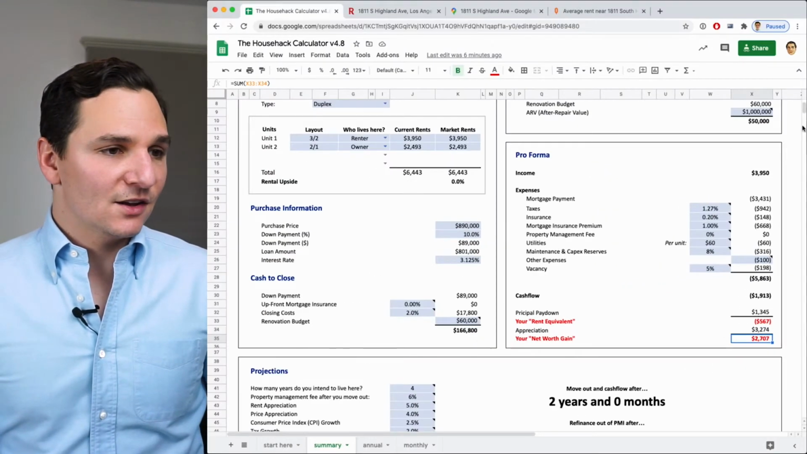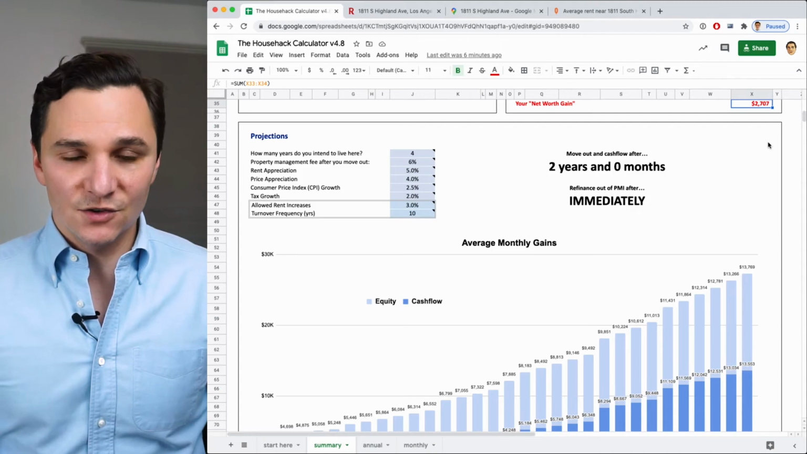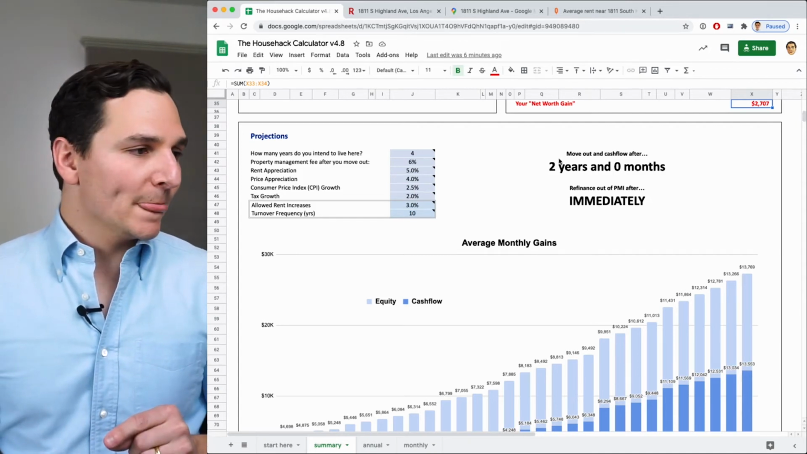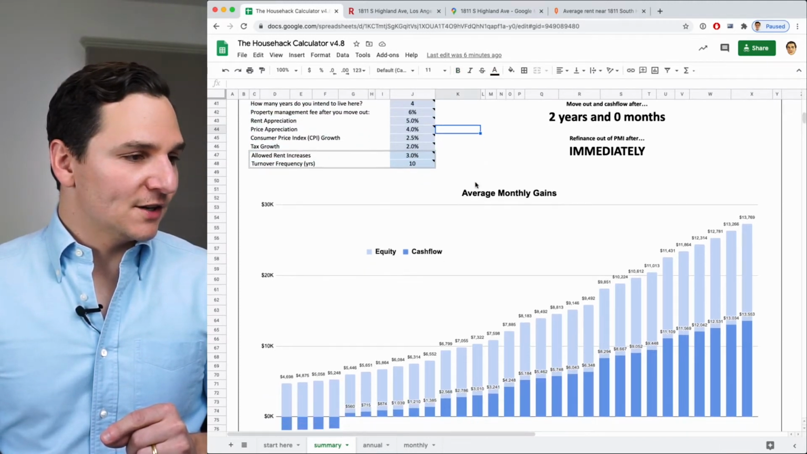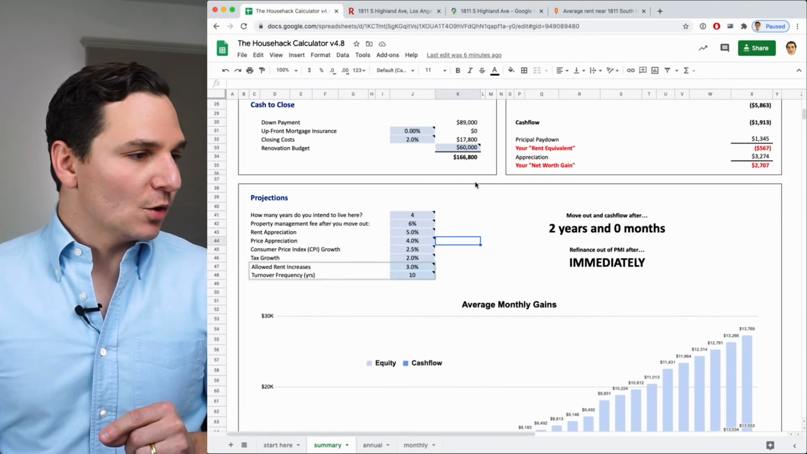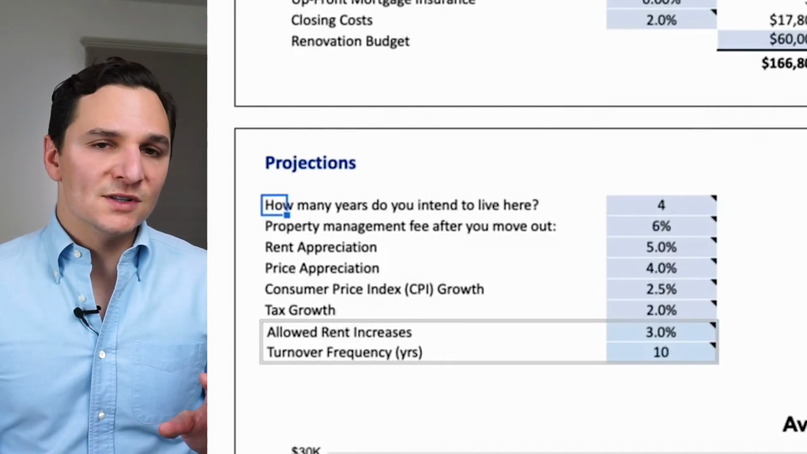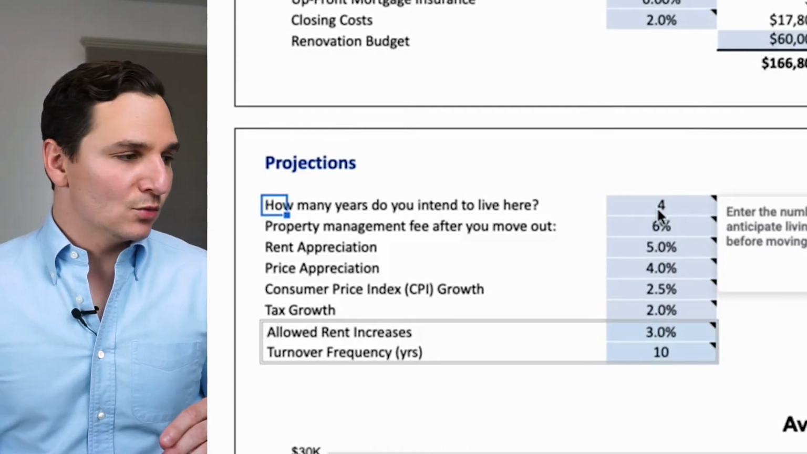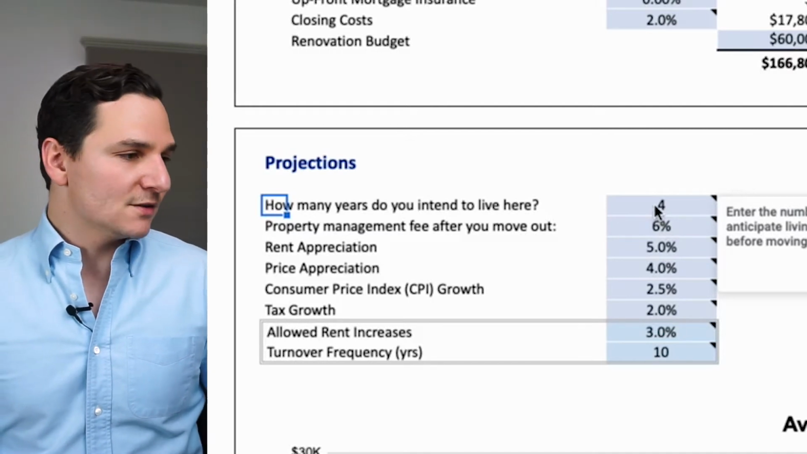All right, let's get down to the final box, projections. Now, this is where we look ahead to the future to see how this property is going to perform as an investment. There's a couple of variables that we have to enter in order to get our results, which are this chart down here. So let's go over these inputs first. Question number one, how many years do you intend to live here? Now you can change this number and it'll change the chart below. We'll see that in a second. Right now as a default, I have 4 years.